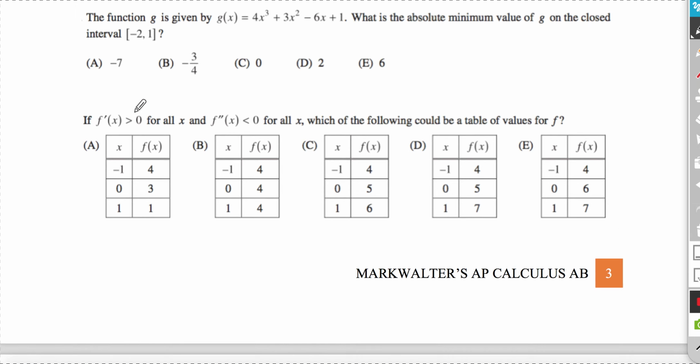Okay, we're told f prime is greater than 0. So what does that mean? I'm just going to write notes. That means f is increasing for all x, and f double prime is less than 0. That means f is concave down, but it also means that f prime is decreasing, right? If f double prime is less than 0, f prime is decreasing. Which of the following could be the table of values for f?